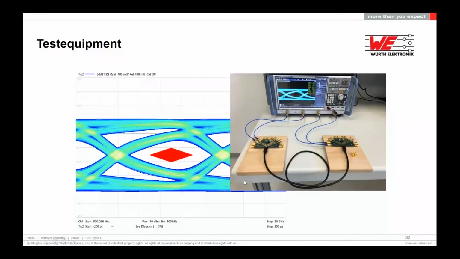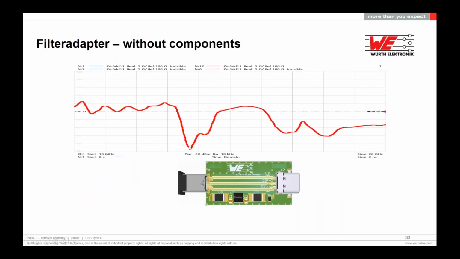Okay, now we made the test. In the end, we should stay outside the red area to get the free eye diagram. And let's have a look. What you see here is the time domain reflection measurement, TDR measurement. It shows you the system impedance over different parts of the PCB, of the whole test setup.